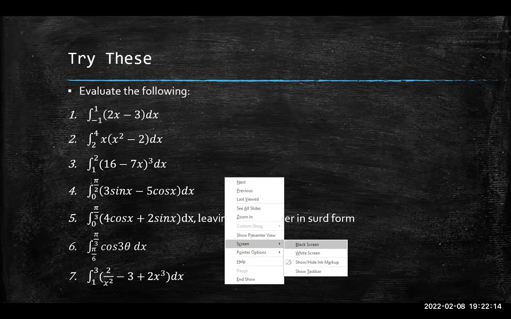Okay. Well, how do we go about doing this? Like I said, integration is all about the rules. Follow the rules, you're good to go. And of course, understand why you're doing it, right?